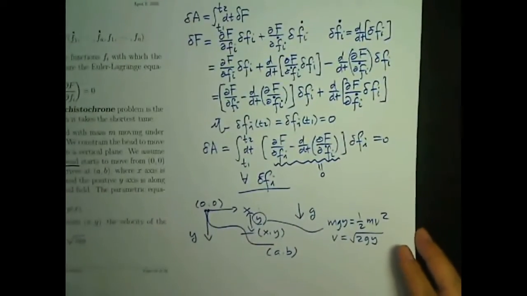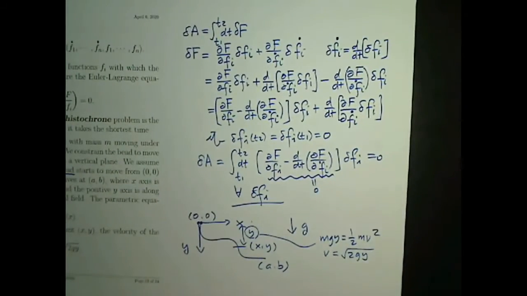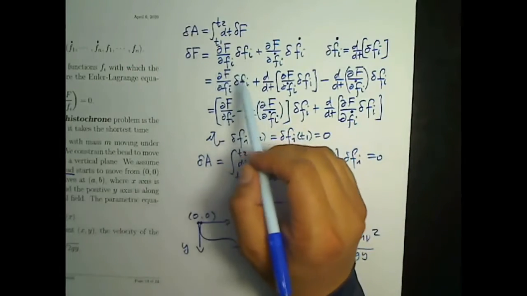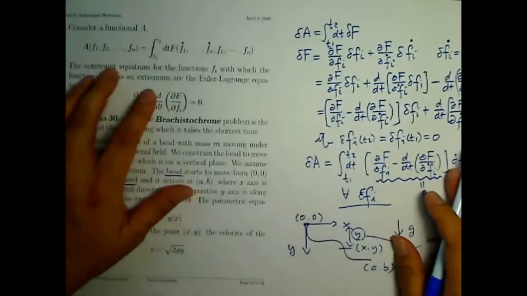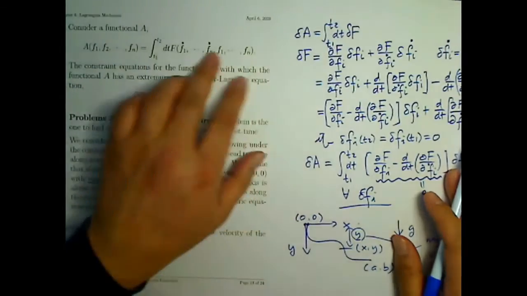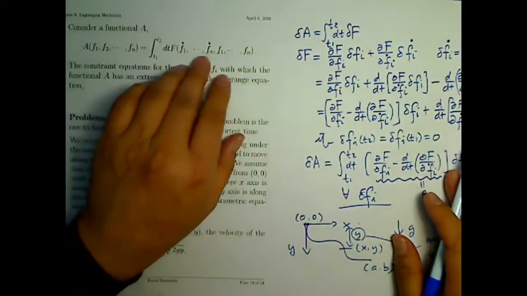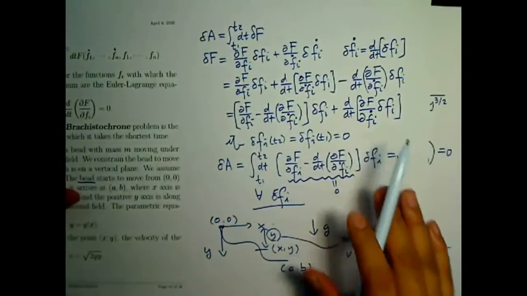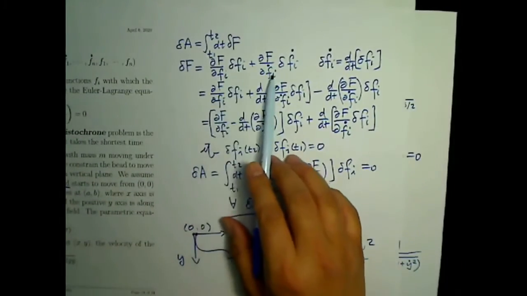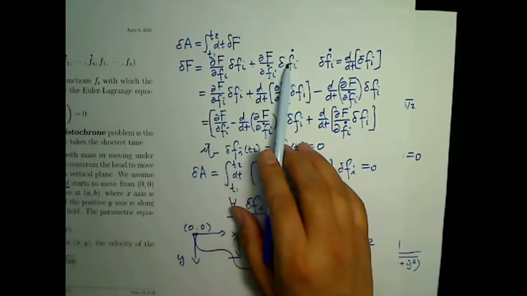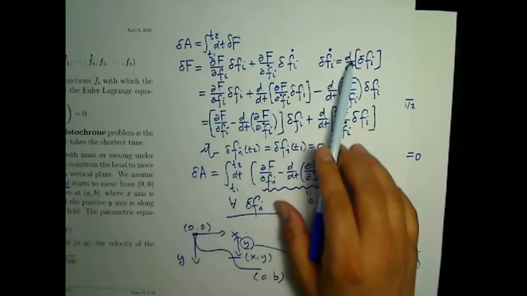We can go further with the functional that depends on many functions. If A is a functional of f1 to fn, and the integrand is f1 to fn and their derivatives, then the variation of this integrand can be made with f's variation and f dot's variation. As we already stated, f dot's variation is f's variation's velocity.